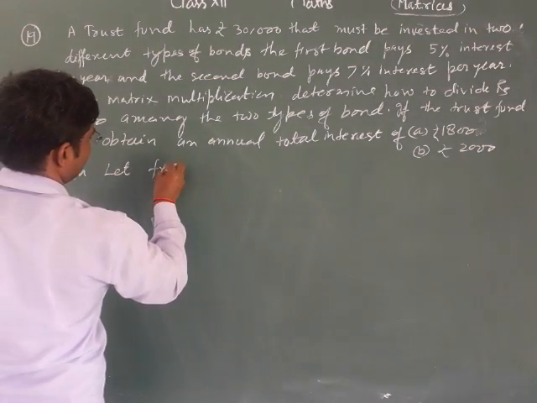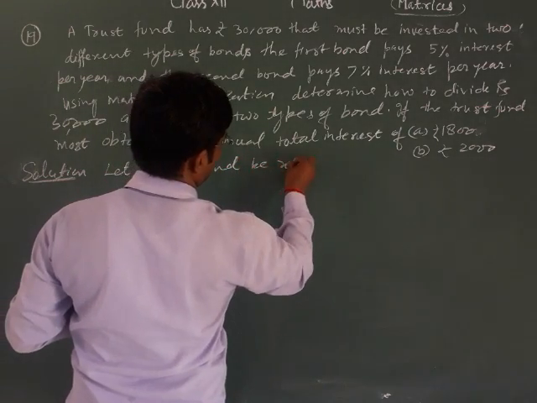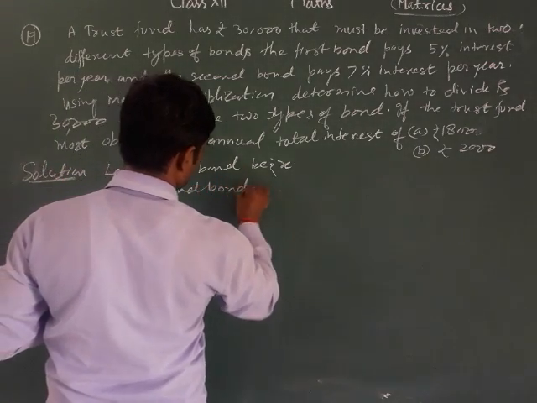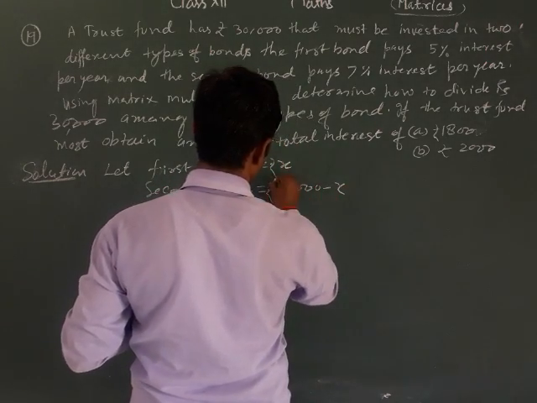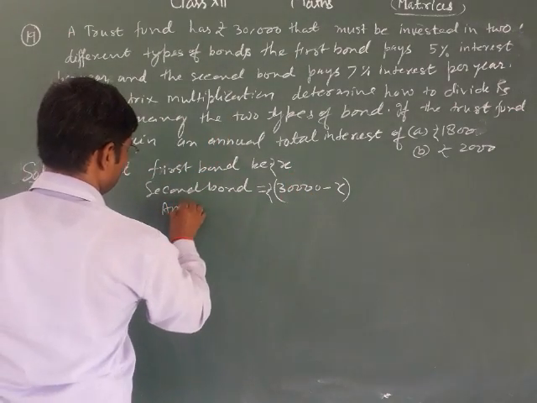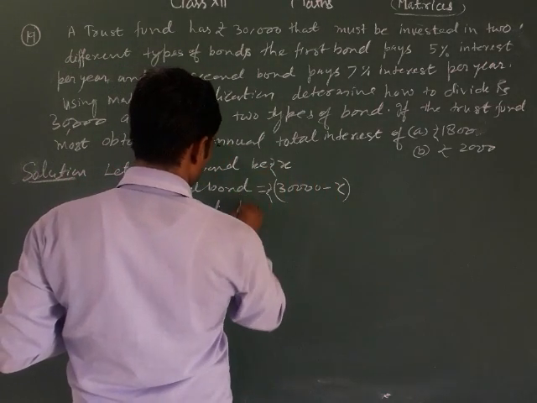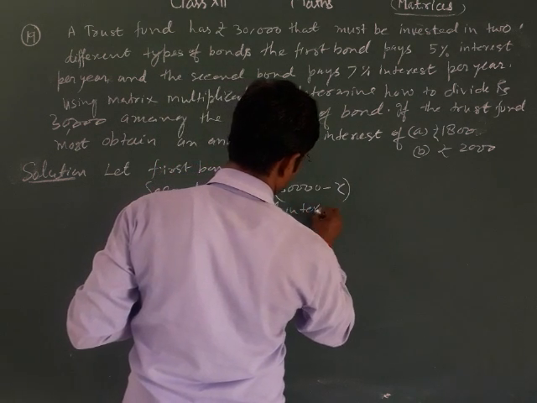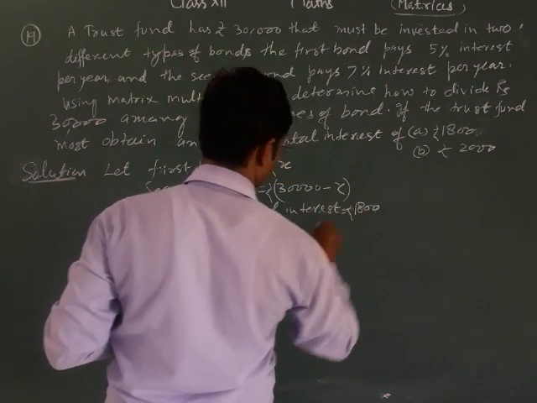let first bond be X rupees and second bond is equal to 30,000 minus X rupees, and annual total interest 1800.